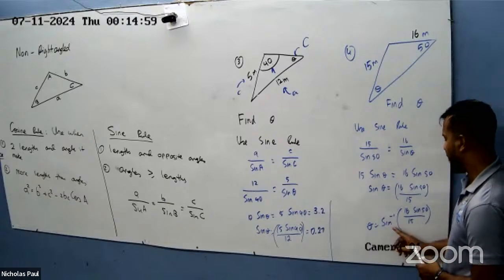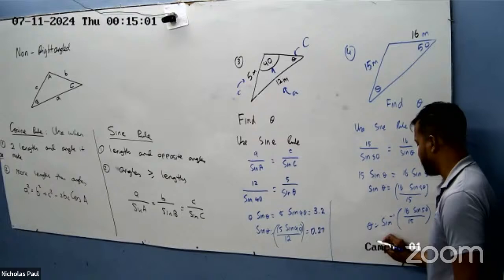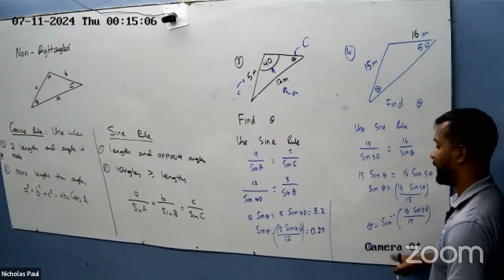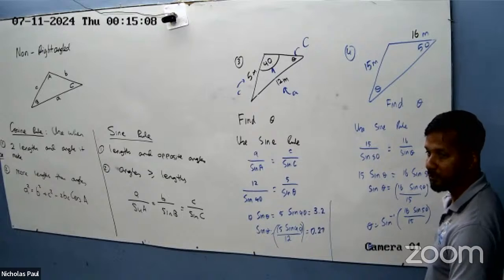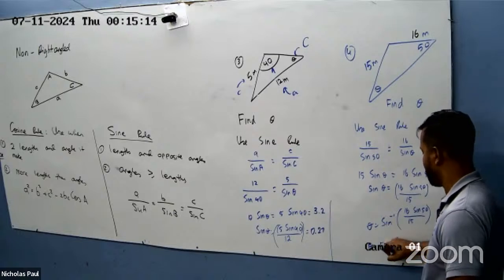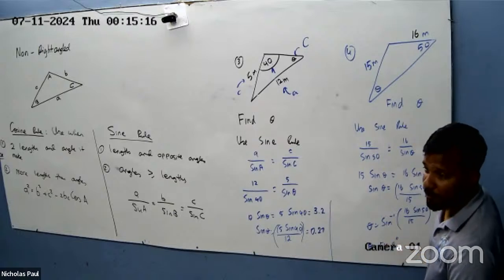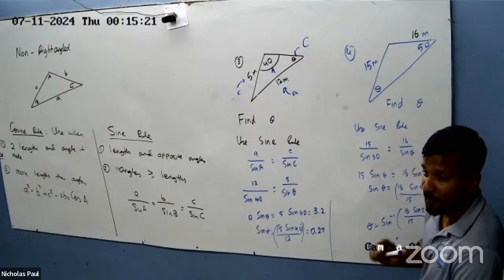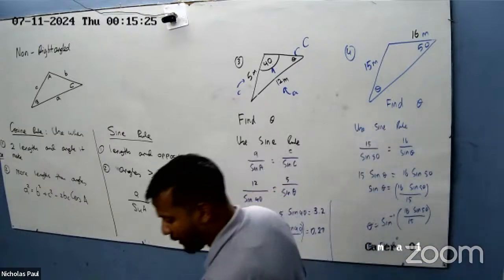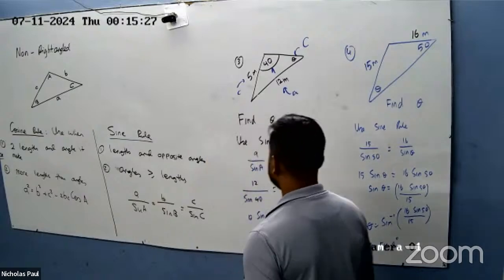Sine inverse of this. How much is that? 54.8. Yeah. Everybody okay with that? All get that? Right. Sometimes it's not that simple to figure out which rule to use. Right? So I'm gonna give you one a little more challenging.